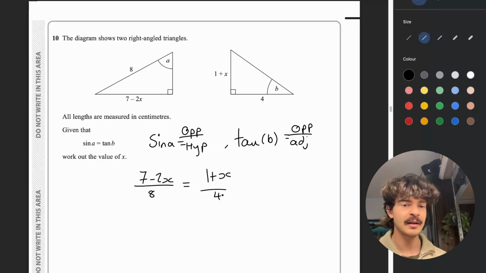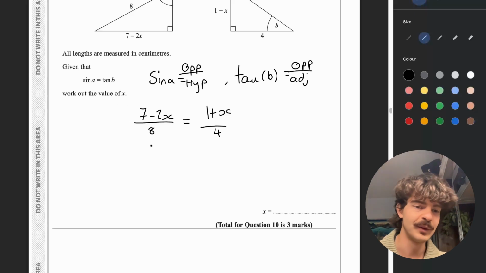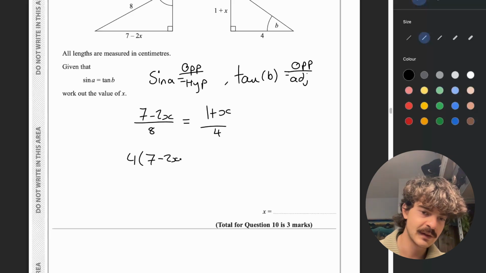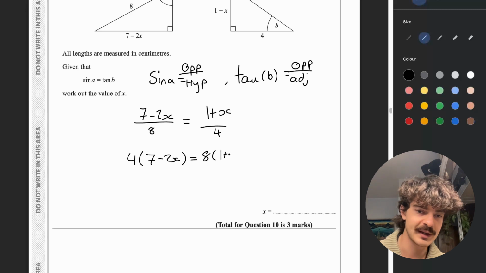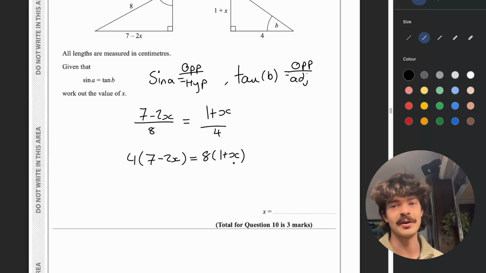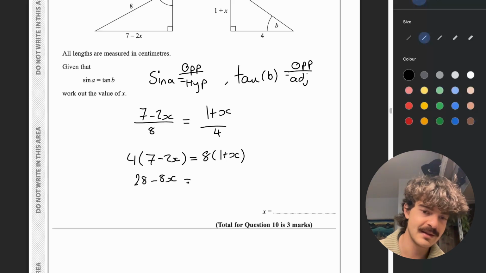Excellent. Now from here, all we need to do is solve the algebraic fractions. First step is going to be to cross multiply. In other words, multiplying the top of this equation by 4 and moving the 8 across the other side, we'll do this at the same time, is going to give us 4(7 minus 2x) equals 8(1 plus x). Cool. Now we've gotten rid of those fractions. Life's going to be a little bit easier for us. 4 times 7 is going to give us 28 minus 8x equals 8 plus 8x.